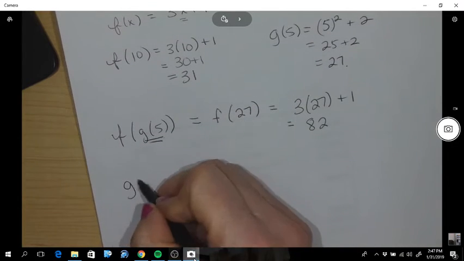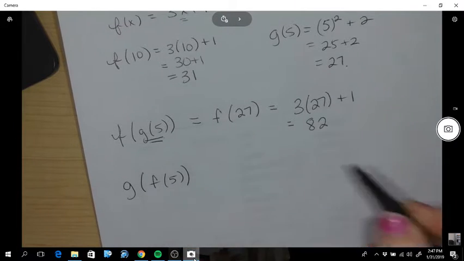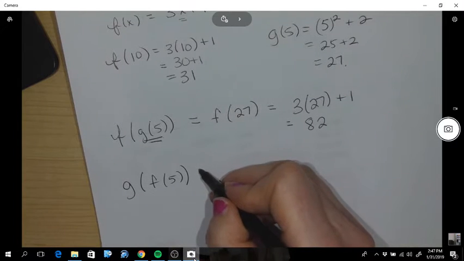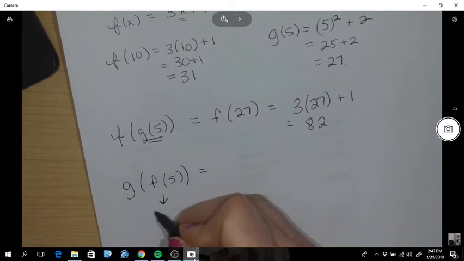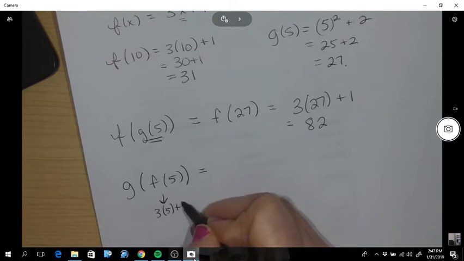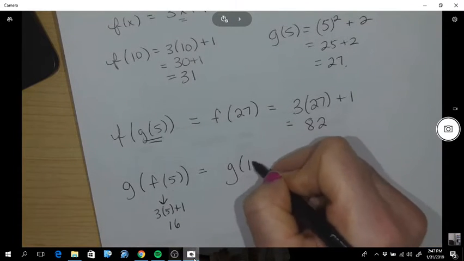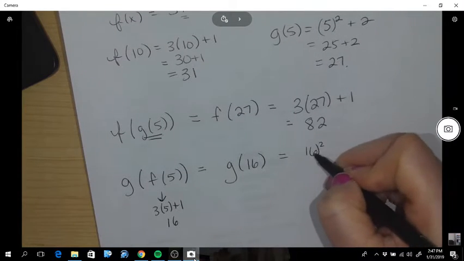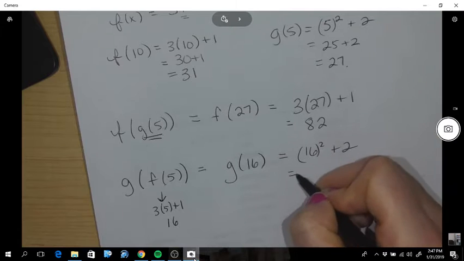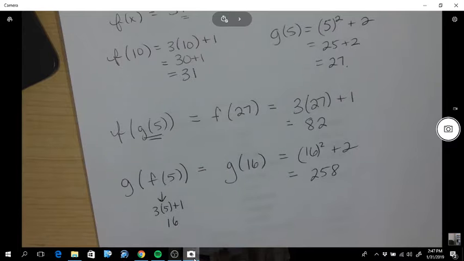Okay, what if I ask you g of f of 5? Okay, so on this one, what is f of 5 first? So f of 5 is 3 times 5 plus 1, which is 16. Now we're trying to figure out what g of 16 is. So this would now be 16 squared plus 2, and that comes out to 258.